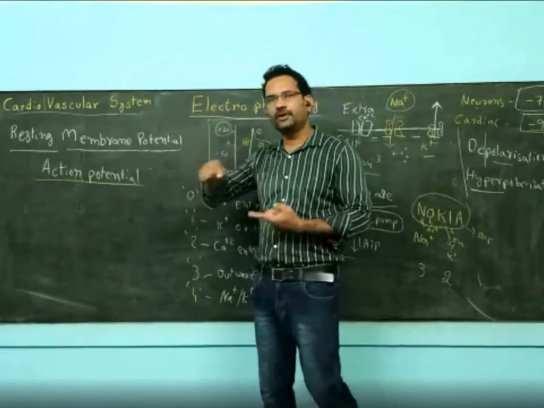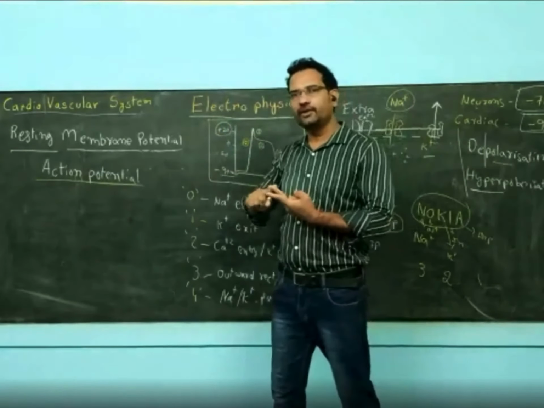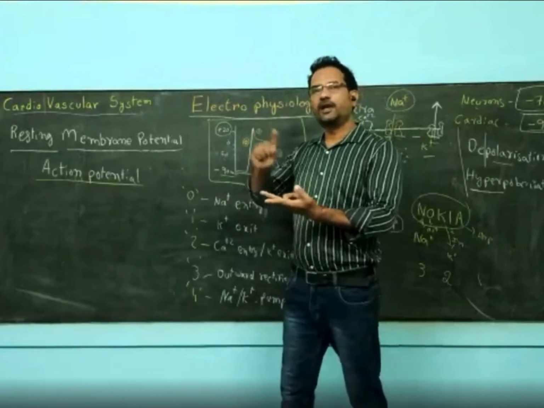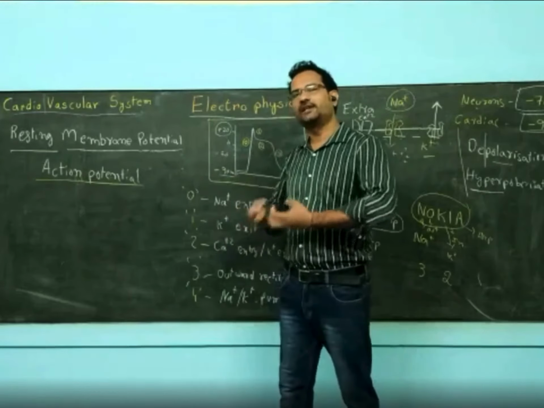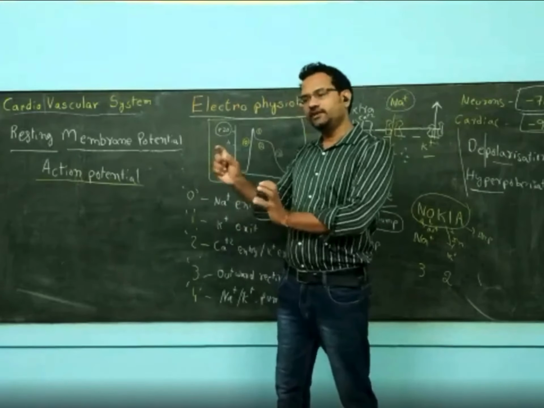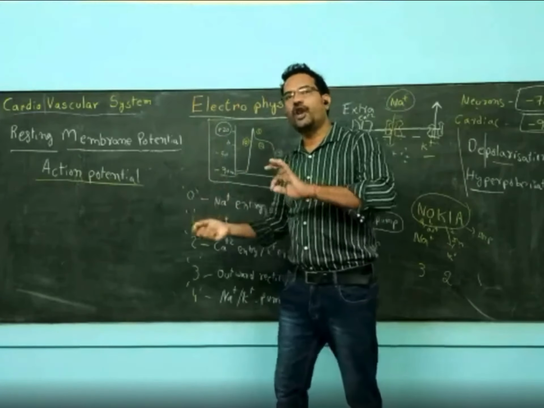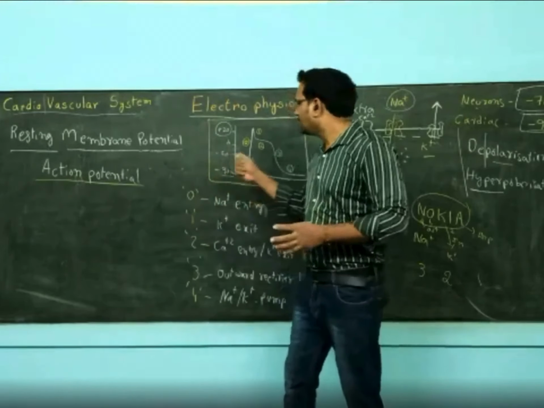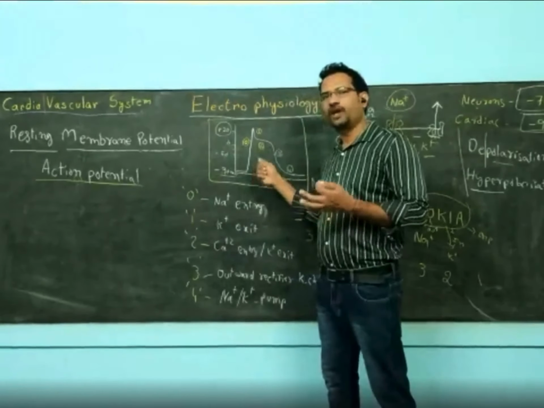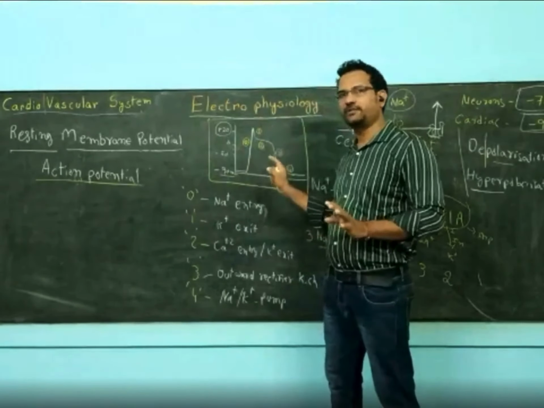Yesterday I explained about the SA node and the AV node, the sinoatrial node and the atrioventricular node. These nodes have automaticity. They can generate their own impulses. Leaving these two nodes, all other cells are non-automatic cells. These non-automatic cells have this action potential. All of them will undergo this kind of action potential.